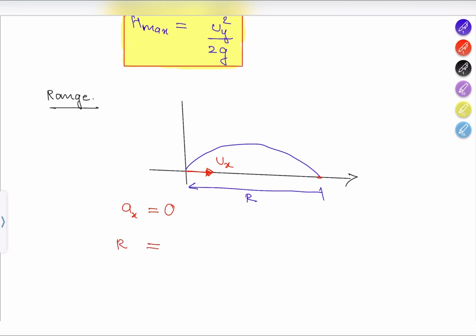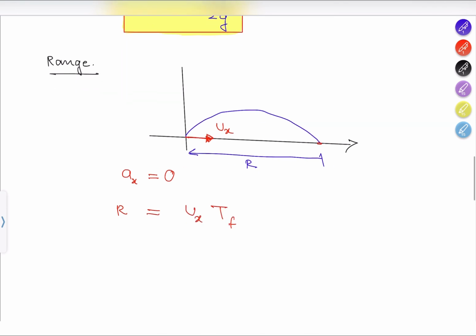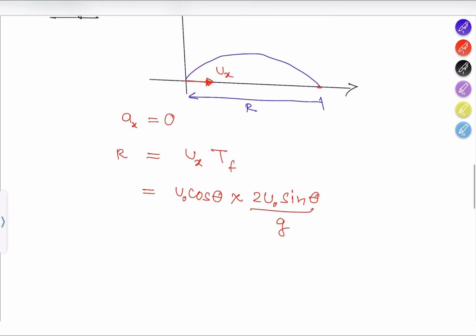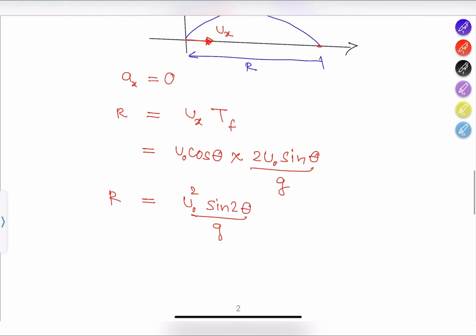Range is distance. Distance is nothing but speed into time. Speed is ux and time is time of flight, tf. So speed ux will become u naught cos theta, and time of flight is nothing but 2 u naught sine theta by g. If you adjust it, it will become u naught square 2 sine theta cos theta by g, which is u naught square sine 2 theta by g. You can remember the formula in this form.